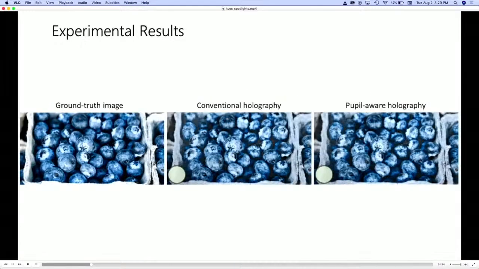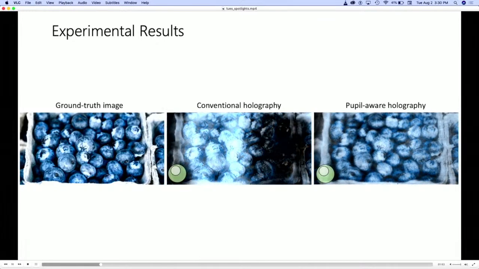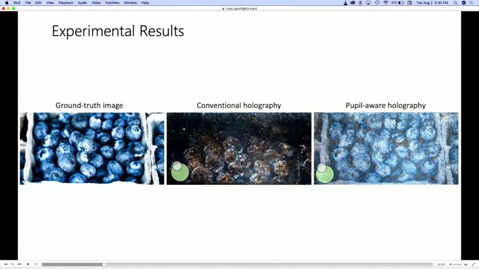Here I show the images as captured on the prototype holographic display. Ground truth image on the left, images generated by conventional holographic methods in the middle, and pupil-aware holography on the right. While both methods generate images that are similar in quality when the center of the eye box is sampled, conventional holographic images quickly deteriorate as the pupil leaves the eye box. Pupil-aware holograms, on the other hand, maintain the image everywhere in the eye box.